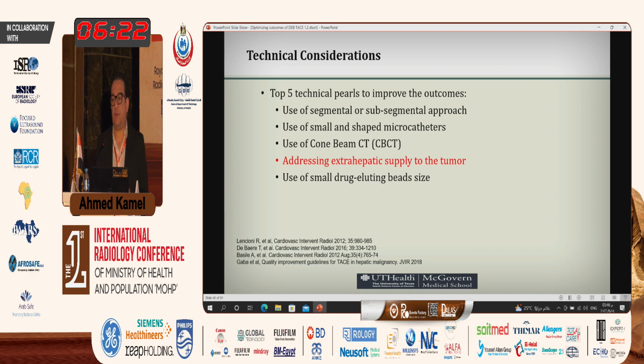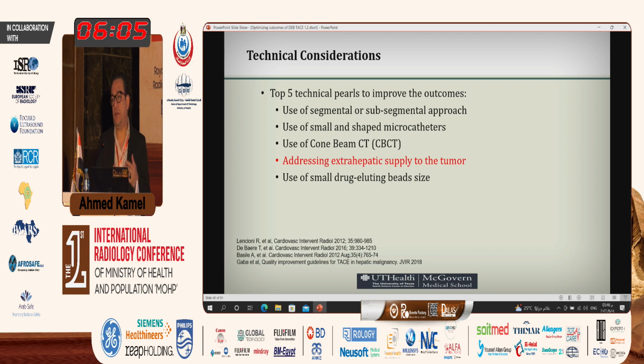Next is addressing extrahepatic supply. So if you do TACE and then on the follow-up after 1 month, you see that there is basically some residual tumor. It's actually not recurrent. Don't say this is recurrent. This is a residual tumor. There's no time for it to recur again. This is what you left behind after doing the TACE.